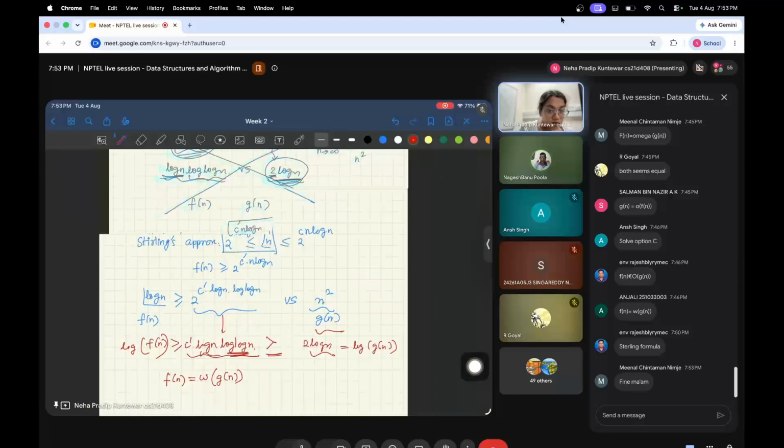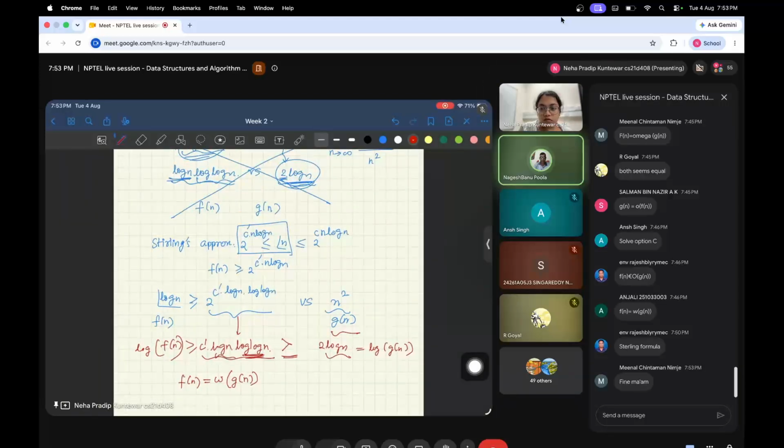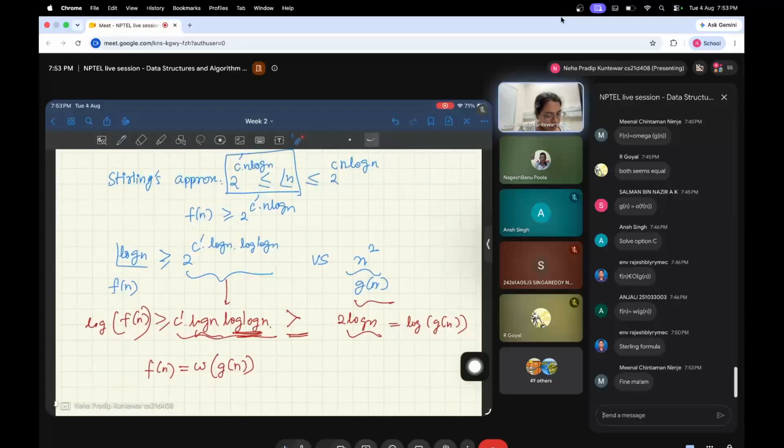Okay. Ma'am, as this is greater than or equal to, isn't it, ma'am? So it is the big omega, I think. Yeah, so this part is greater than or equal to, but this part is strictly greater than, right? So that means log of f(n) will be strictly greater than log of g(n). Okay, okay. Thank you, ma'am.